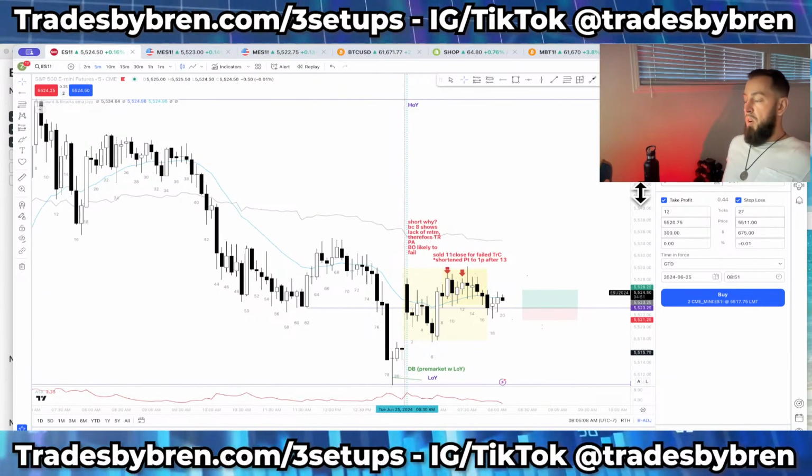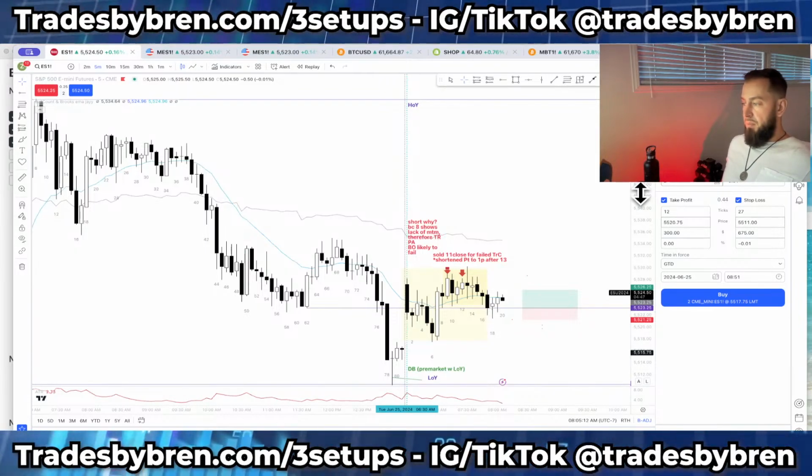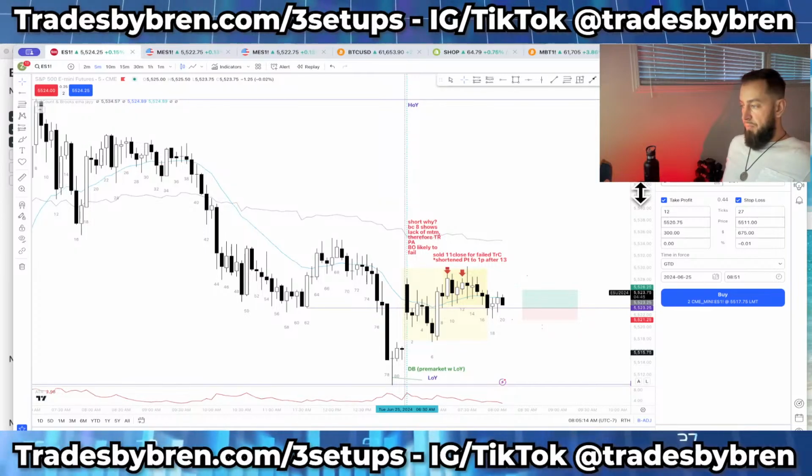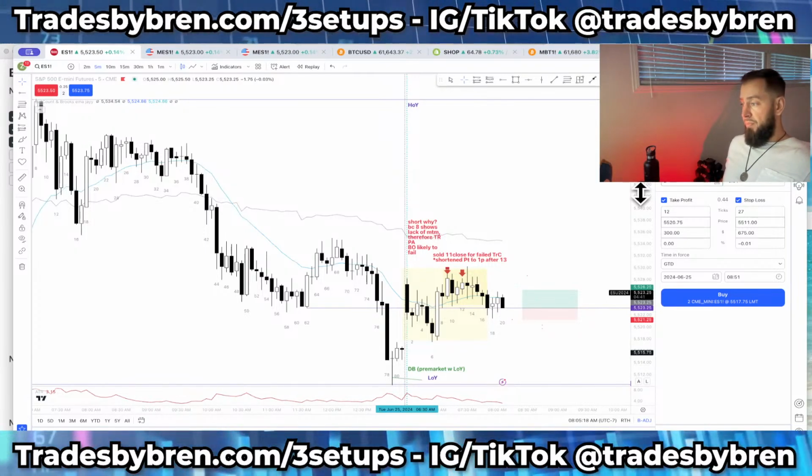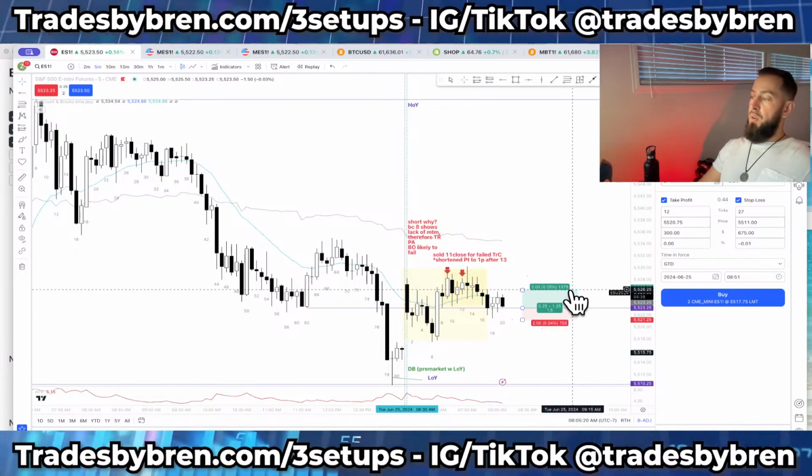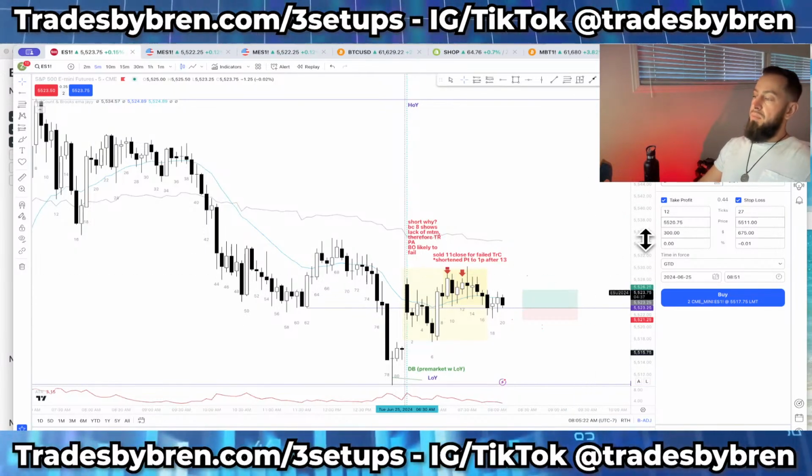Two consecutive bull bars. 18, 19, but can't close above the moving average. So that's more of a sell than a buy. And if you went for 3 points on that, you wouldn't have even gotten that.